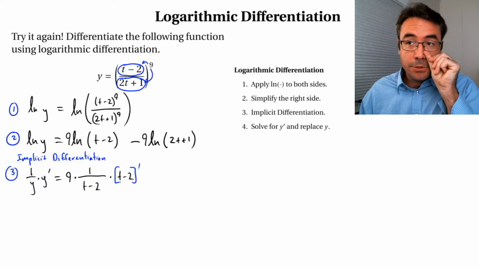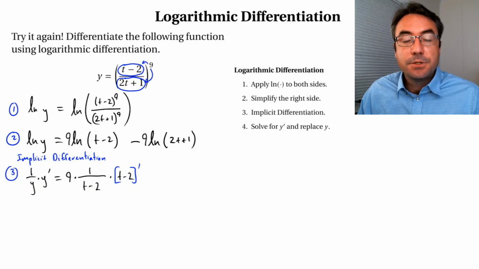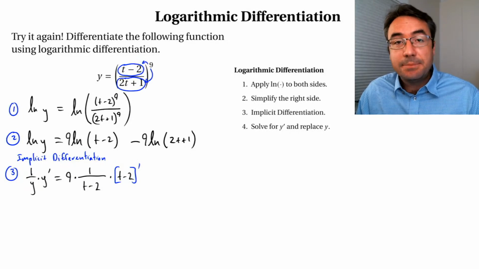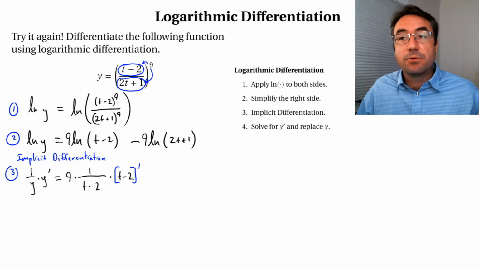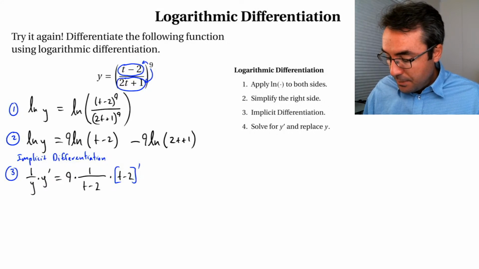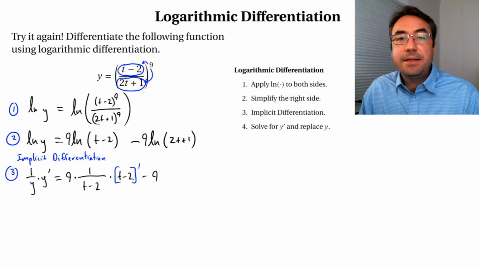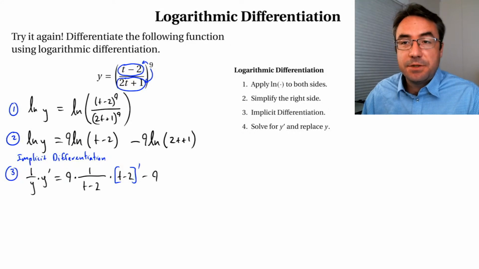So we're using the general chain rule there. So it's 1 over the inner function times the derivative of the inner function. That's the general log rule. Then we go on. We have the minus 9. So that 9 is a constant multiple. It just stays in front.